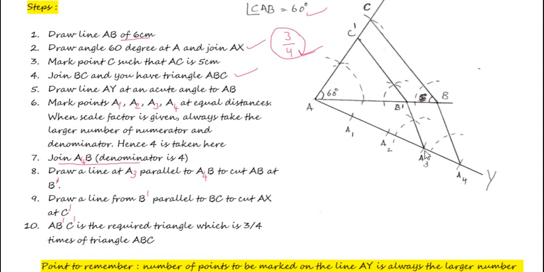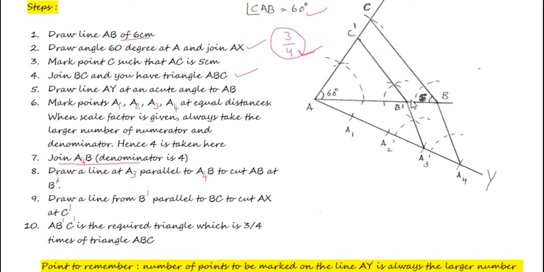Now from A3 you need to draw a line parallel to A4B. This is just like what I mentioned earlier. First you need to draw an arc here with the same radius. From A3 you draw an arc, then take the distance between these 2 points and maintain the same distance and cut an arc on the earlier arc. Join this point and A3 and extend that line to cut the line AB at B dash. This is one of the vertices of the required triangle.